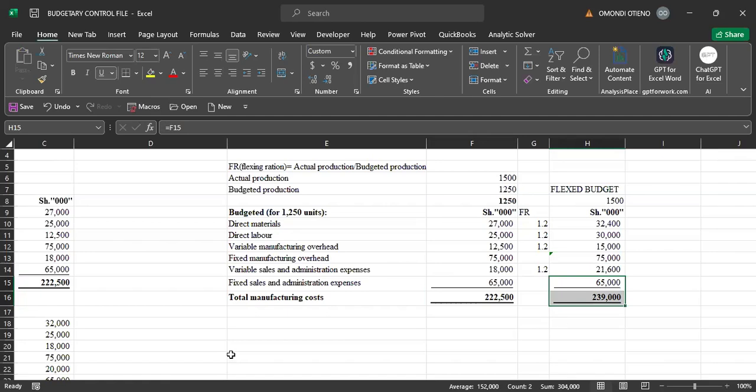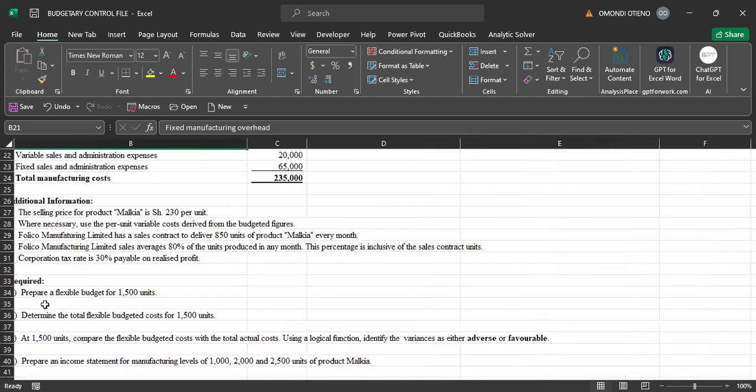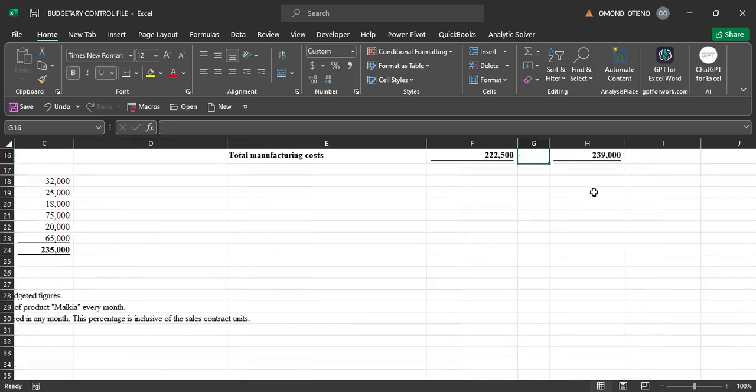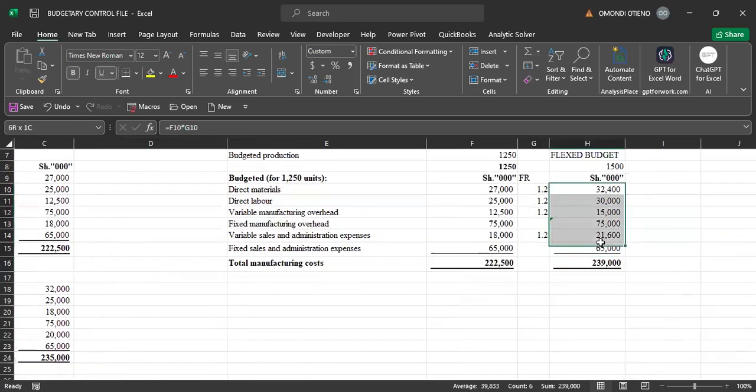So let's go to part B of the question and see what they wanted us to do. We are being told to determine the total flexible budgeted cost for 1,500 units. So that's what we've been able to get here. The total cost is this one here. So you're required to give us 239,000 as the summary of these individual expenses.